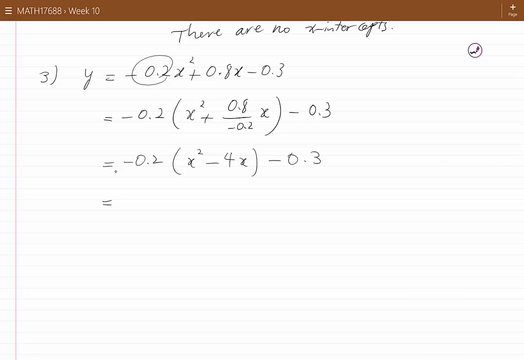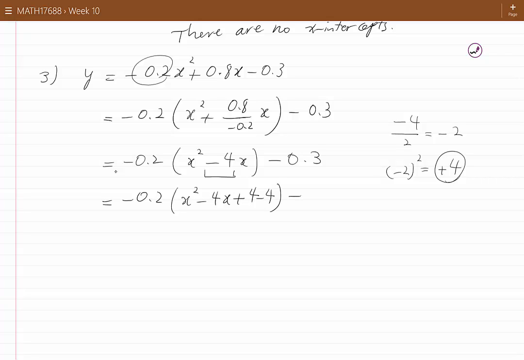Now let's look at the coefficient of x. It is minus 4. Divide that by 2 and you get minus 2. Square the result and you get plus 4. Add and subtract plus 4 inside the bracket. You would have minus 0.2 times (x squared minus 4x plus 4 and minus 4) and minus 0.3. The first three terms give you a complete square. That is (x minus 2) squared.